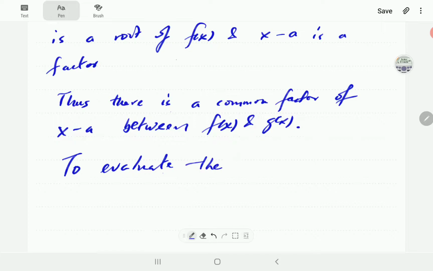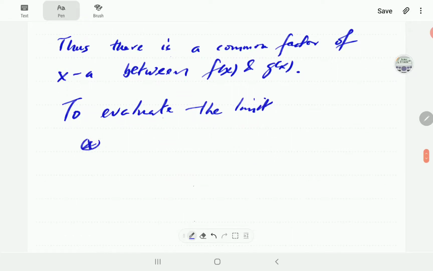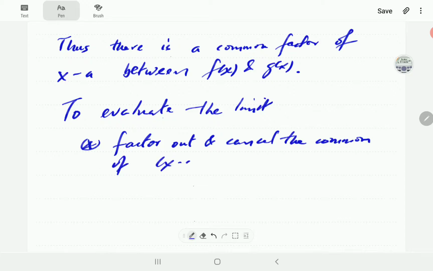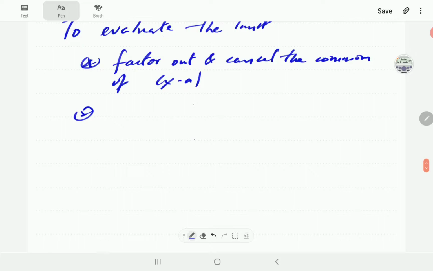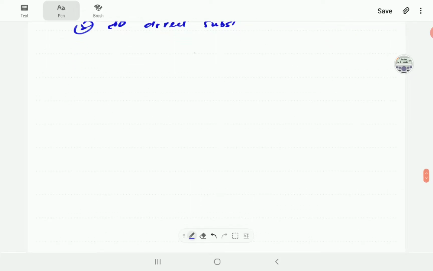So to find the limit, we do two things. First, we factor out and cancel the common factor of x minus a. Then once we've cancelled out the common factor, we can do direct substitution. So that's how we evaluate that type of limit. All right, so let's have a look at some examples then.